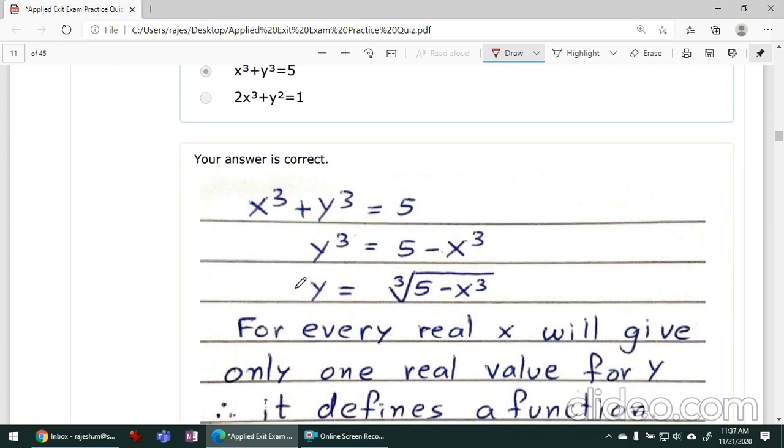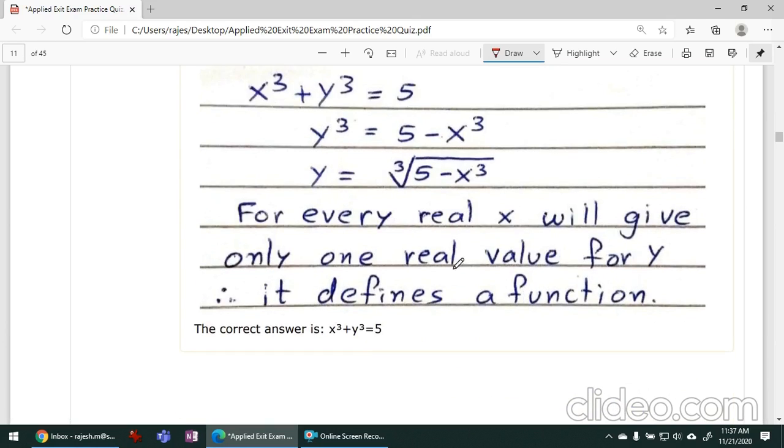Now see, I am choosing this one, x power 3 plus y power 3 equal to 5. What is y power 3? I will take y power 3, then x power 3 goes to the other side: 5 minus x power 3. Now what is y then? Cube root of 5 minus x power 3. Every real value of x will give only one real value for y. So this is defining a function.